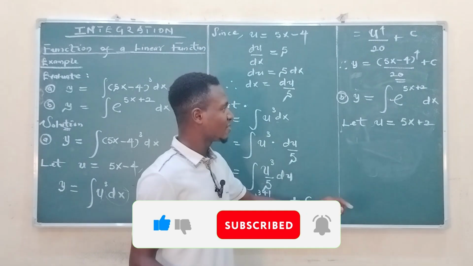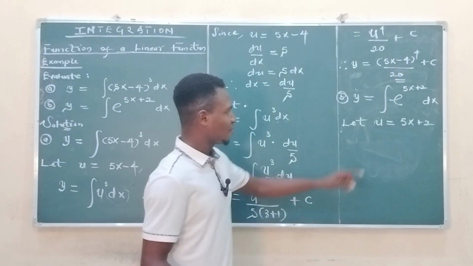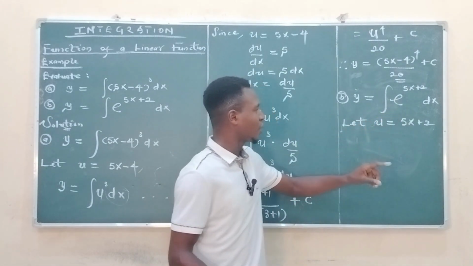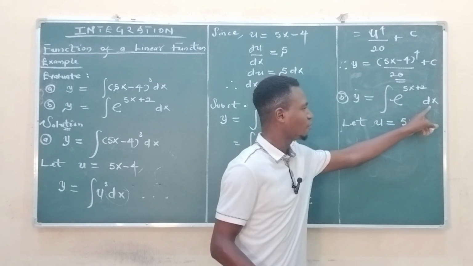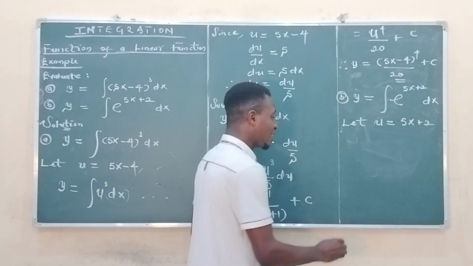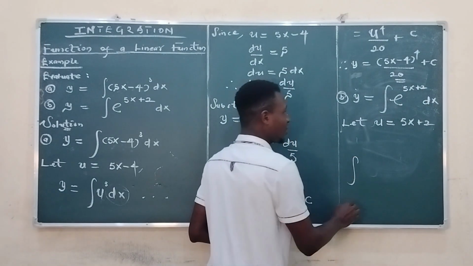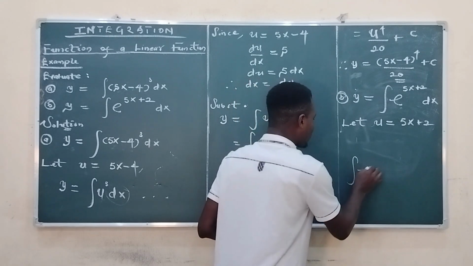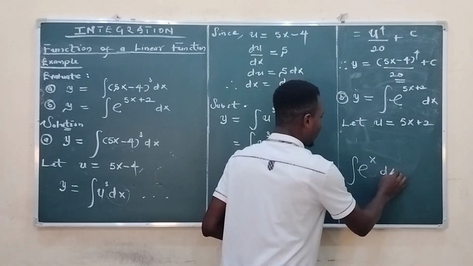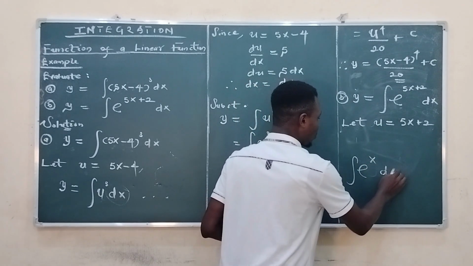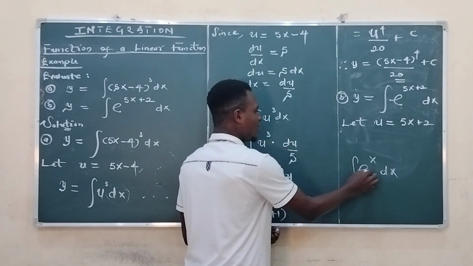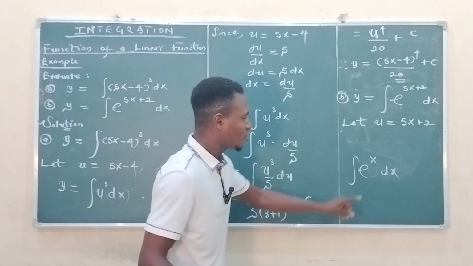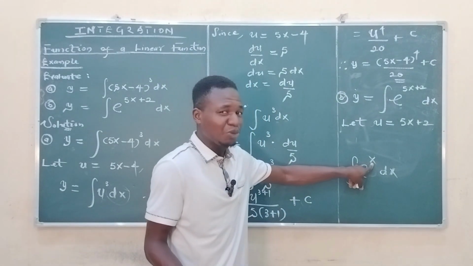Now, take note that in this particular integral, this is the integral of the exponential of 5x plus 2 with respect to x. Take note that this exponential could have just been the exponential of x with respect to x, so integrating e raised to the power of x with respect to x. So this 5x plus 2 could have just been x.